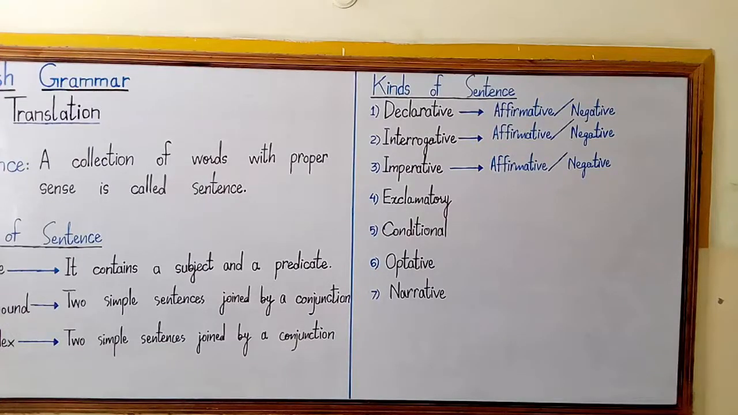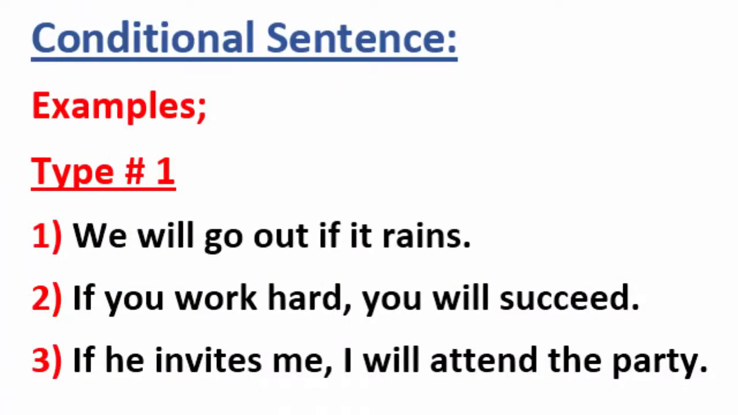Now, conditional sentence is a sentence in which we use two simple sentences as two different clauses, in which one sentence or a clause is dependent upon the other, and it has 3 types. Type number 1, example number 1, we will go out if it rains. Example number 2, if you work hard, you will succeed. Example number 3, if he invites me, I will attend the party.